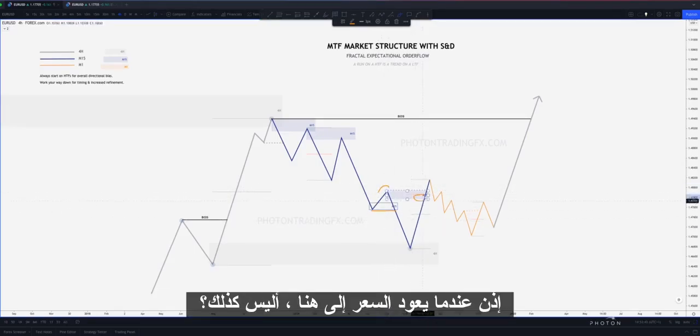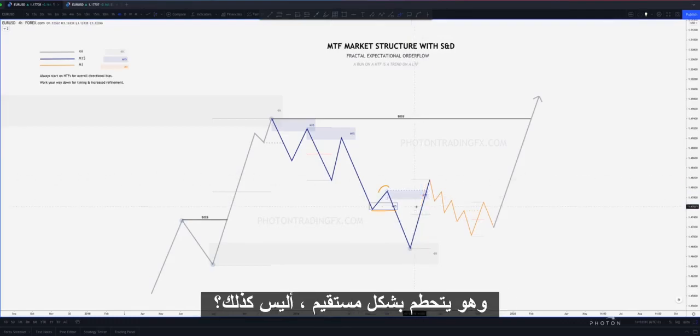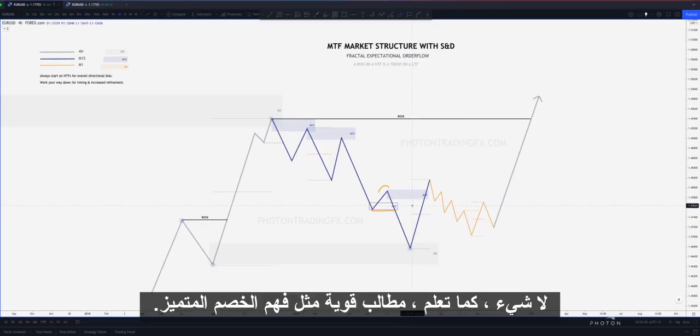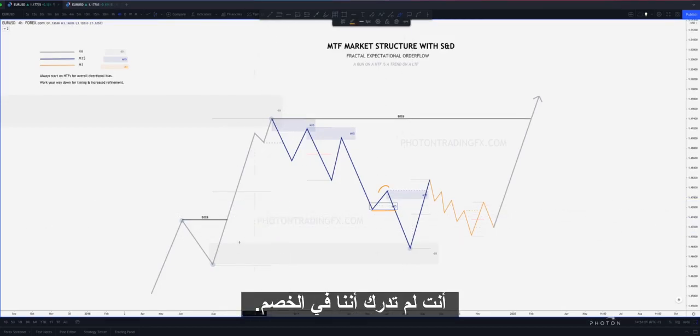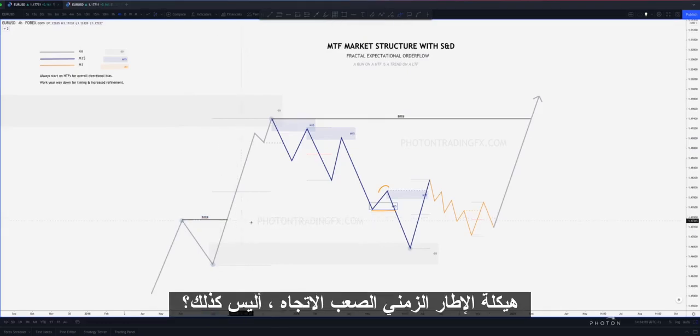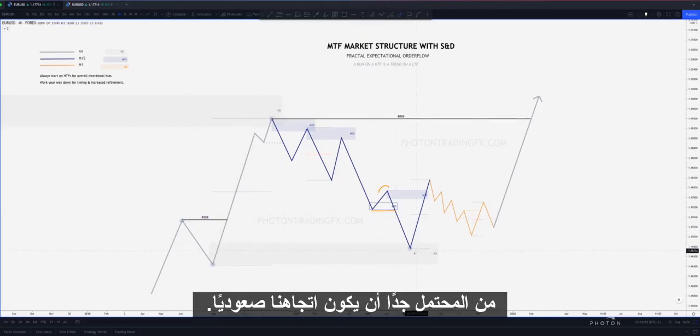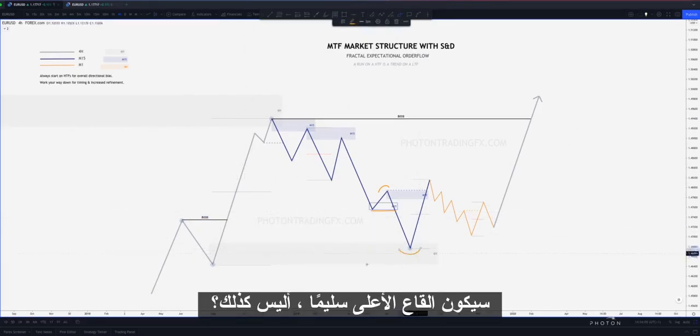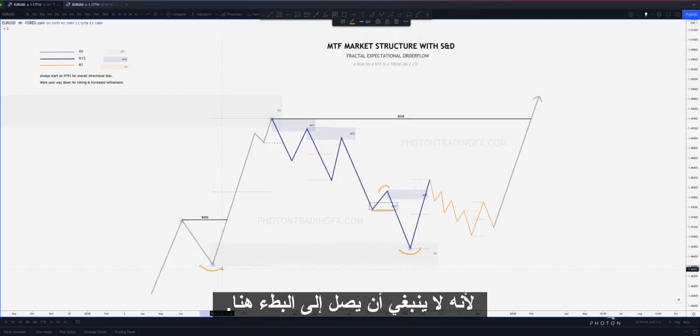So then when price comes back up to here, right, and it smashes straight up through, if you're not understanding all of these concepts, understanding multi-time frame market structure, understanding strong demand zones, understanding premium discount, you haven't realized that we're in the discount. We've mitigated strong 4-hour demand because this caused a break of structure. The higher time frame trend, the 4-hour trend, is bullish. It's very likely the higher low is going to be intact, right, because it shouldn't breach this low here.